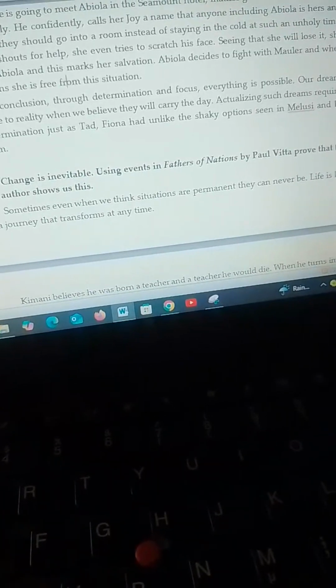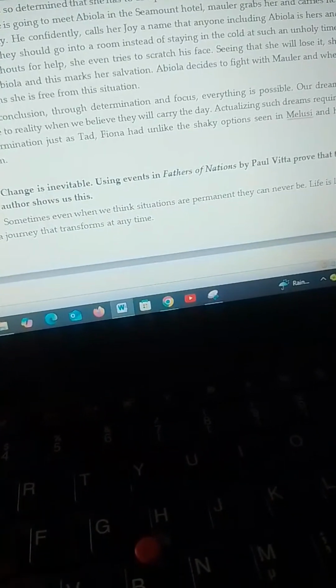So we have the conclusive paragraph. In conclusion, through determination and focus, everything is possible. Our dreams come to reality when we believe that we will carry the day. Actualizing such dreams requires determination, just as Tad, Fiona, and the 4 travelers do, without being shaky in the entire text.